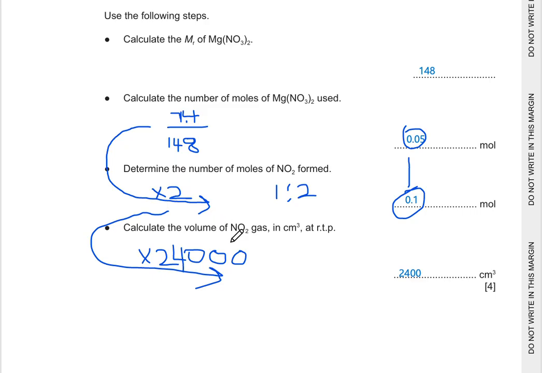So how do we determine the volume? We use the formula moles times the volume of 1 mole of gas. That's going to be 24. And since we want to convert to centimeters cubed, if we just do 0.1 times 24, we're only going to get the answer in decimeters cubed. But since we want the answer in centimeters cubed, we have to multiply it by 1,000 to get centimeters cubed from decimeters cubed. That's going to be 2,400 centimeters cubed.